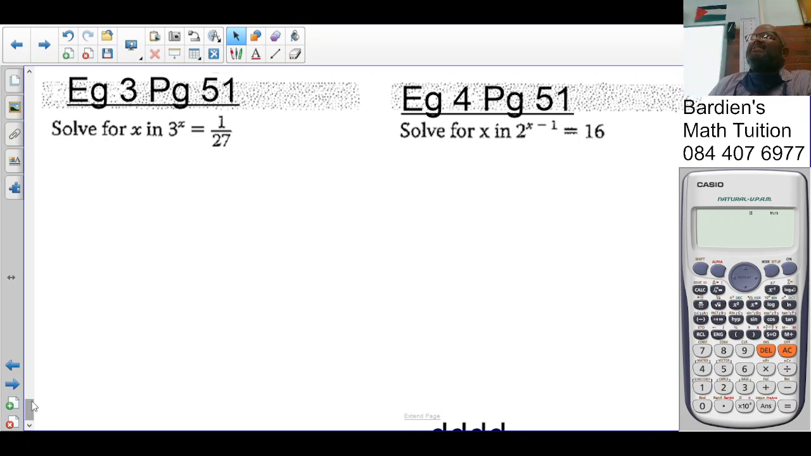Are the bases the same there? No. So you must try and get the bases the same. So what are we going to change here? 1 over 27. But 27 can be written as what? 3 cubed. Alright, so do that quickly.